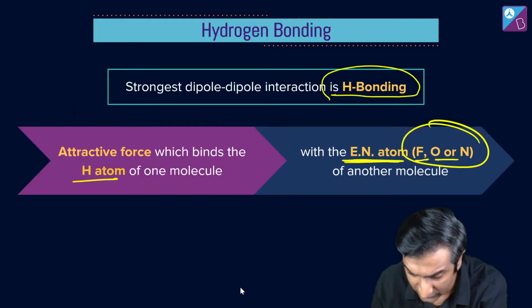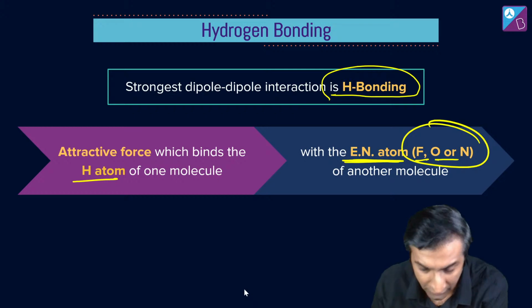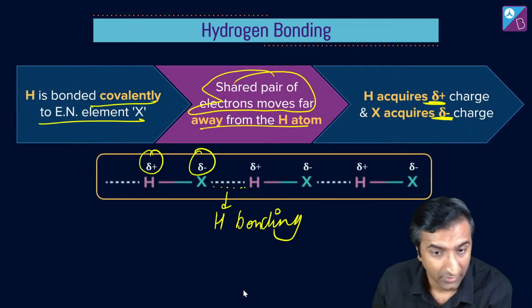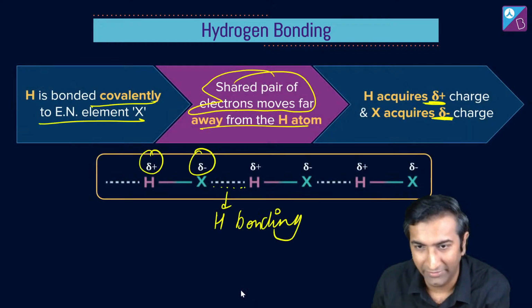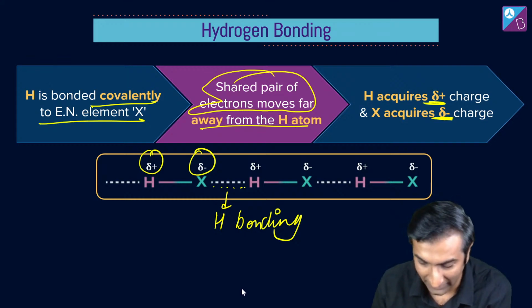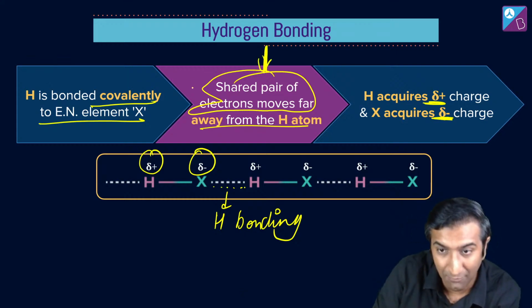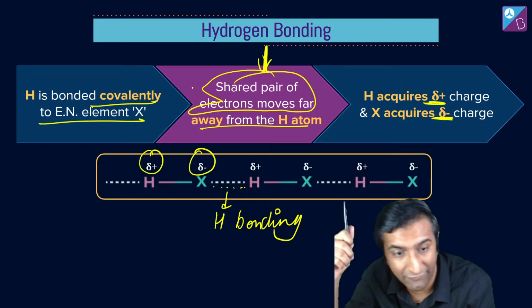Which second point? I'm just trying to see where I pointed out point number 1, point number 2. Anyway, super duper. Can you tell me what the second point is? And then sure, I will explain it. Oh, yeah? You're talking about this second point? Shared pair of electrons move away from the H atom?